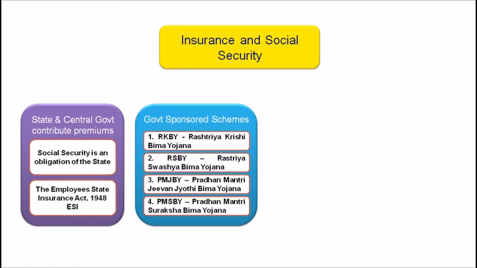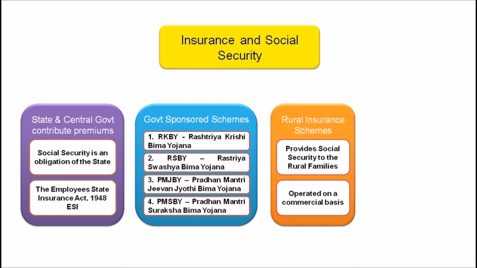Other government sponsored schemes are there: Rashtriya Krishi Bima Yojana, Rashtriya Swasthya Bima Yojana, Pradhan Mantri Jeevan Jyoti Bima Yojana, Pradhan Mantri Suraksha Bima Yojana. These are all 4 schemes sponsored by the government. What else? Rural insurance schemes. Dear friends, rural insurance schemes provide social security to rural families and are operated on a commercial basis.